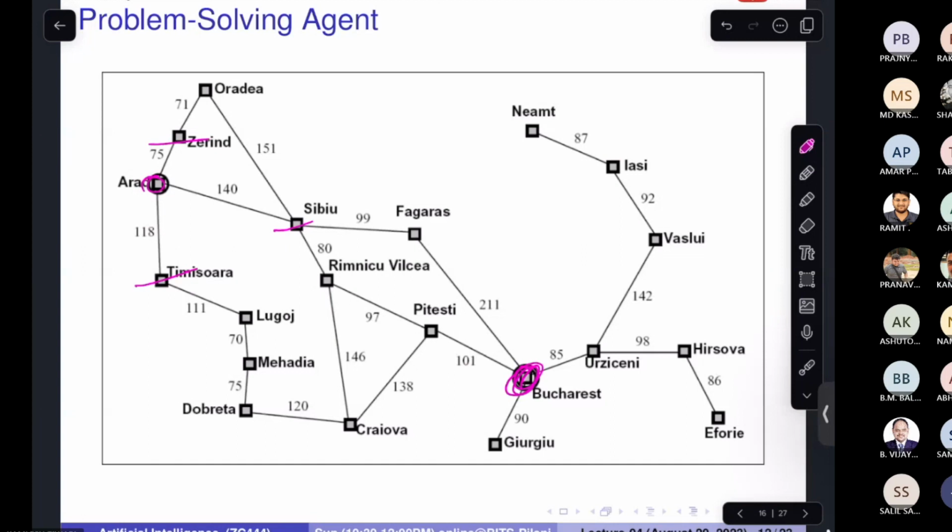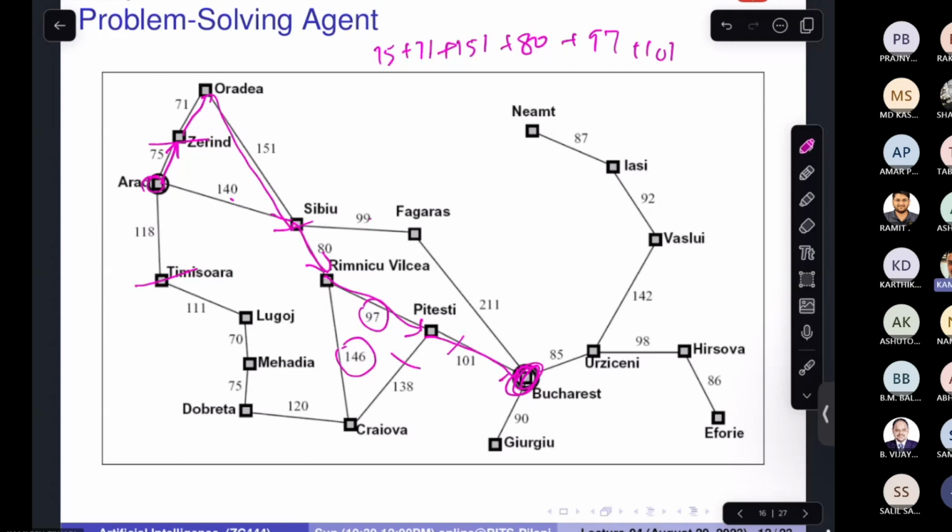So if the strategy is to follow the minimum path, definitely the agent would move to here. He would spend 75. Then he has no other choice, he has to go 71. Then he has no other choice, he comes to 151. He has to choose out of 99, 80, and 140. He's going to take 80, plus 80. Then out of 97 and 146, he takes 97. Then out of 138 and 101, he takes 101, and by this he reaches Bucharest. So he has to invest this much traveling time to reach this particular place.